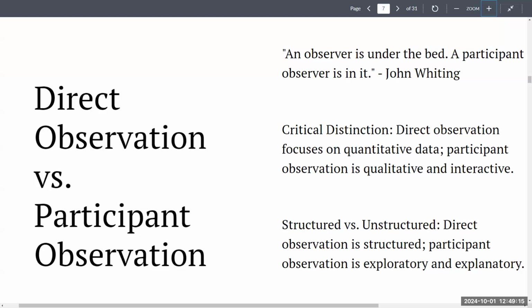Whereas participant observation has an exploratory or explanatory structure, which means that it's more flexible, more open-ended, and the researcher is more able to adapt to the unfolding environment in the moment, right? What's happening in the moment, you have to react to it because you're participating in it.